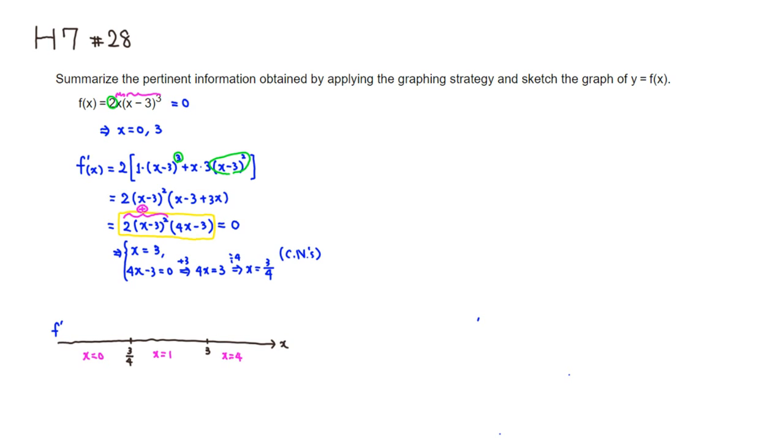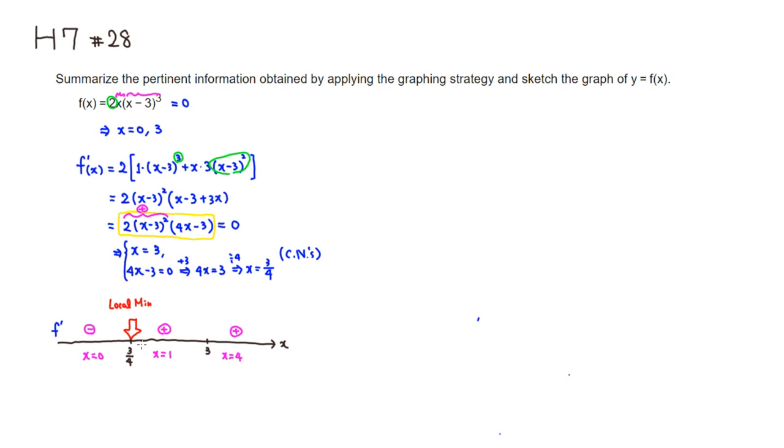So plug in x equals 0. So 0 minus 3 is negative, so this is going to be a negative sign there. If you do 1, 4 times 1 minus 3 is actually positive, so you get a positive sign here. And x equals 4, it's still going to be positive. So you can see that here it's decreasing and here increasing. So you're going to have a local minimum here because it's decreasing turning into increasing. So we're going to have a local minimum at 3/4.